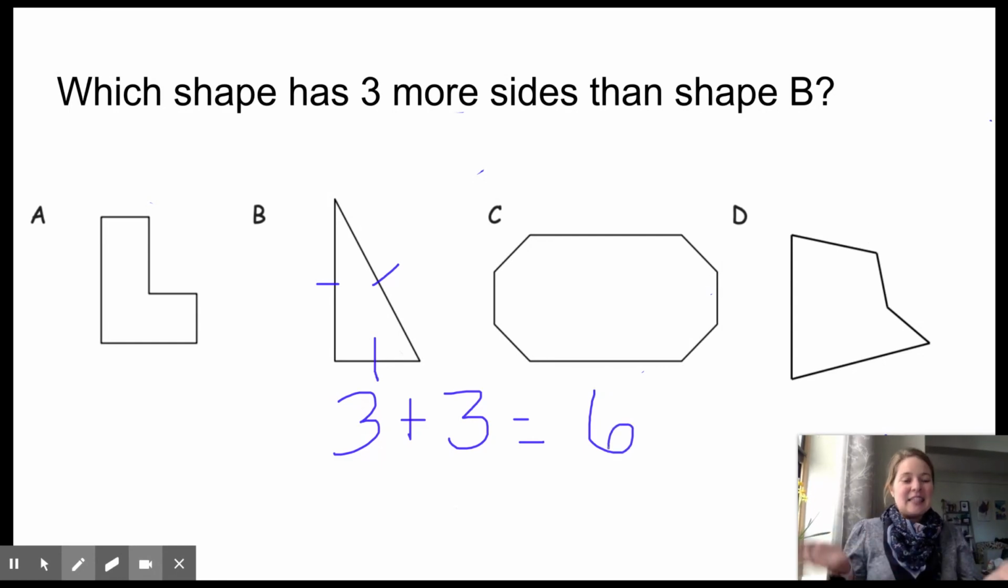Well, we've identified this multiple times now. Which shape has 3 more sides, or 6 sides? Shape A. Good. Do you see how just labeling them once can help you solve lots of problems? I'm proud of you.